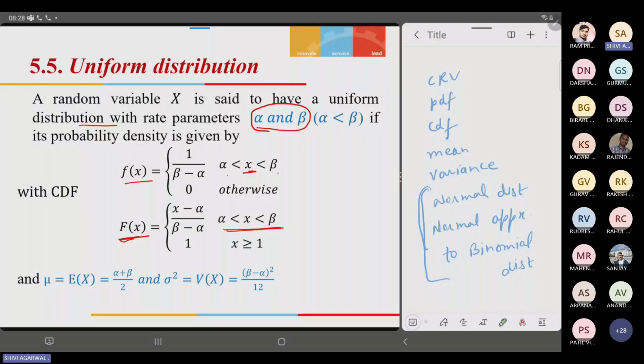The capital F of x, the CDF, is x minus alpha upon beta minus alpha in the range where x is between alpha and beta, and when x is greater than beta, it is equal to 1. The mean mu is the expected value of x. The formula is the same if you want to derive it, but there is no derivation here; basically we are using the direct formula. So the expected value of x is alpha plus beta by 2, and sigma square, the variance of x, is beta minus alpha whole square by 12.